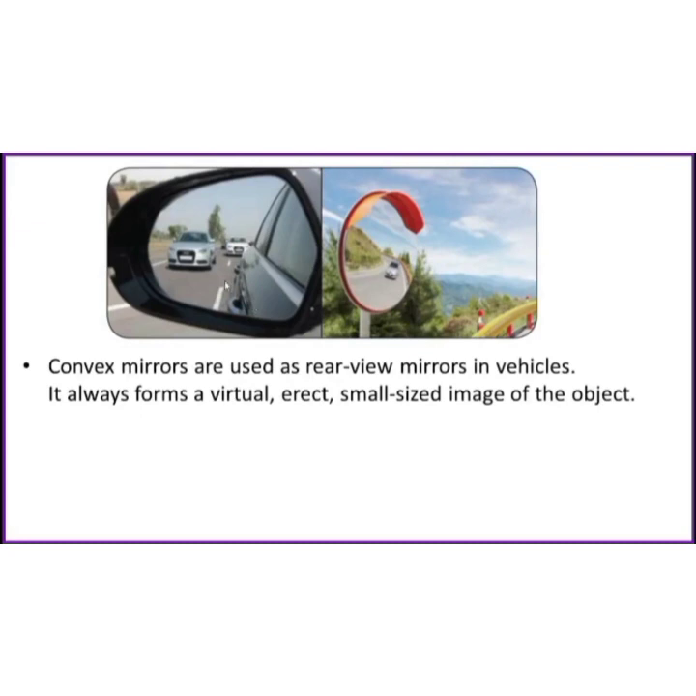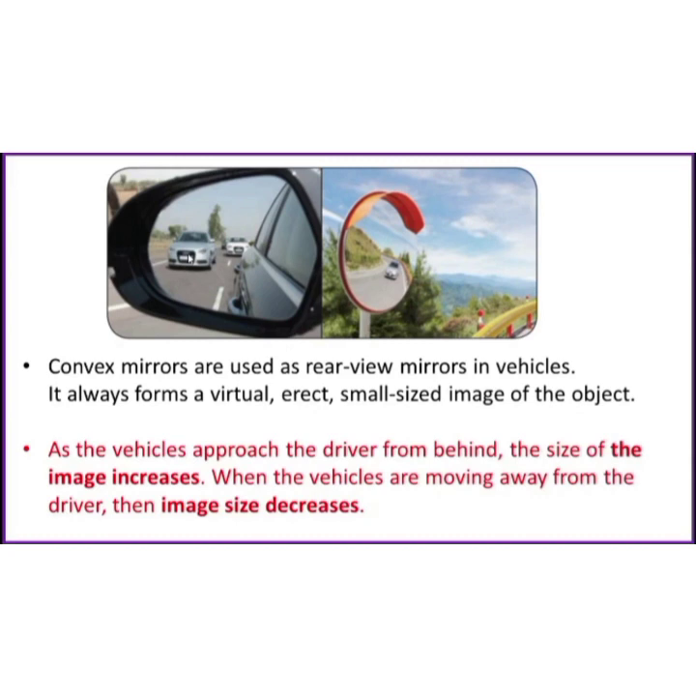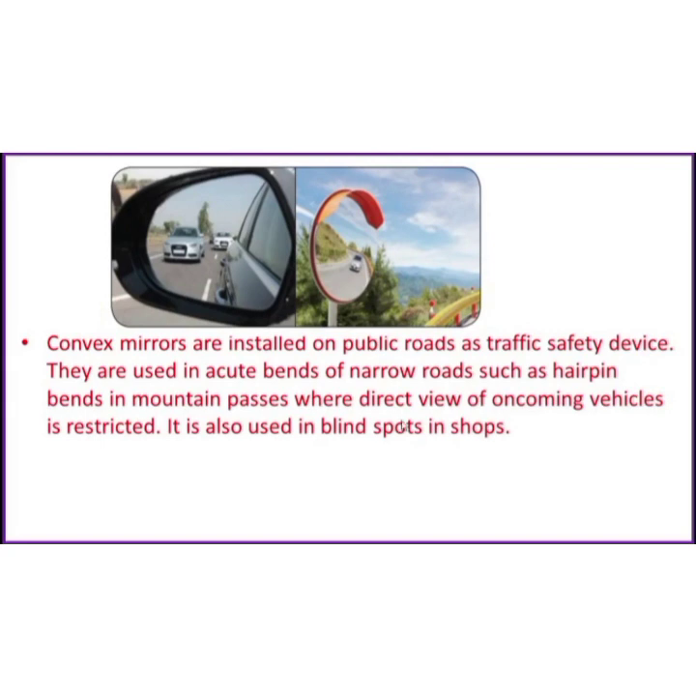convex mirrors are used as rear view mirrors in vehicles. It always forms a virtual, erect, small sized image of the object. As vehicles approach the driver from behind, the size of the image increases. When the vehicles are moving away from the driver, the image size decreases. Convex mirrors are installed on public roads as a traffic safety device. They are used at acute bends in mountain passes where the direct view of oncoming vehicles is restricted.